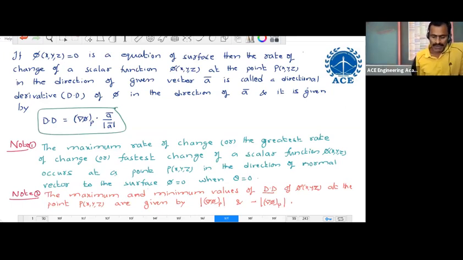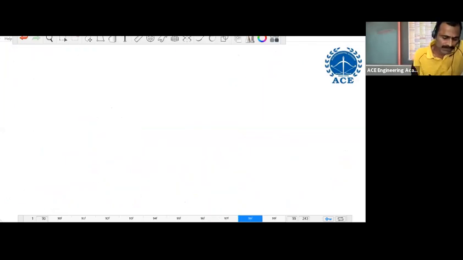So this is about directional derivative: derivative in any given arbitrary direction. Derivative of the function in any given arbitrary direction is called directional derivative. This is about directional derivative. Next, the sixth one.